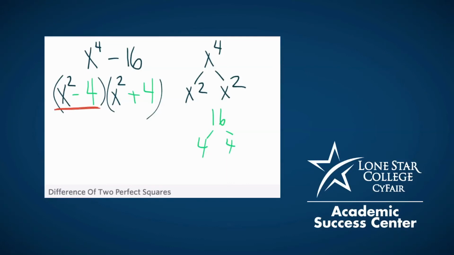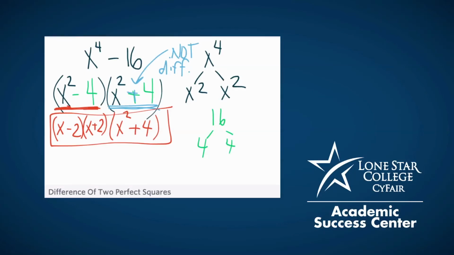Looking at this first set of factors, x squared minus 4 is also a perfect square. So we can factor this. X squared is x times x. 4 is 2 times 2, so minus 2 plus 2. Now when we look at x squared plus 4, this is not the difference of two squares because of the positive here. So it's not the difference. Therefore, this factor stays as is, x squared plus 4. So now, x to the 4th minus 16 is factored completely.